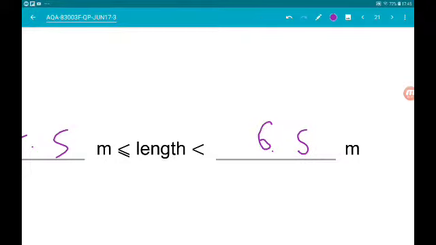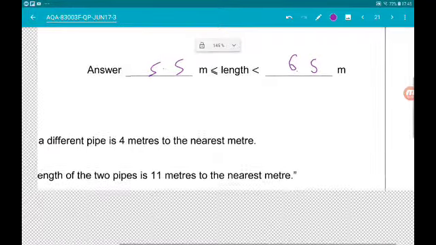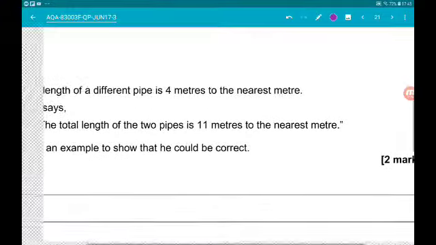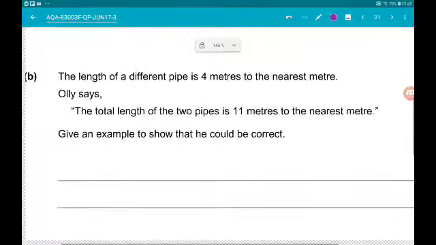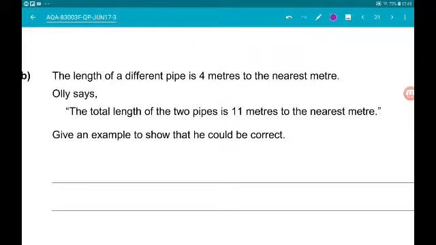So I've got a couple of videos on these, I'll put them down below. Okay, then part B, the length of a different pipe is 4 meters to the nearest meter. Ollie says the total length of the 2 pipes is 11 meters to the nearest meter. We want to give an example to show that he could be right.